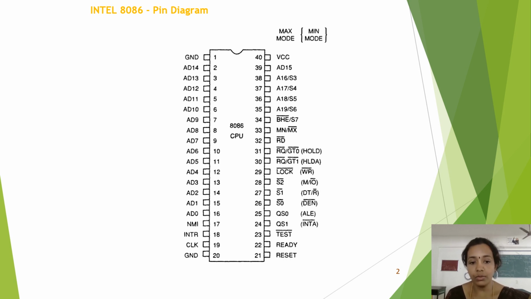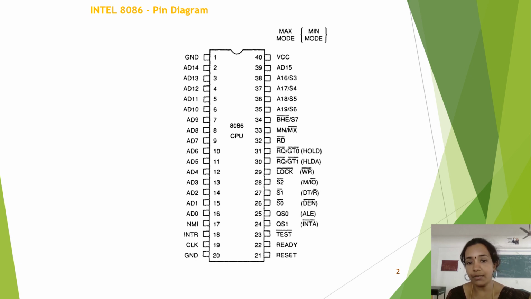From pin number 2 till pin number 16, we have the address bus as well as the data bus. These pins can send and receive both the address related data and the normal data. In pin number 17, we have the non-maskable interrupt NMI. In pin number 18, we have the interrupt INTR. We have the clock signal in the 19th pin. We have ground again in the 20th pin.